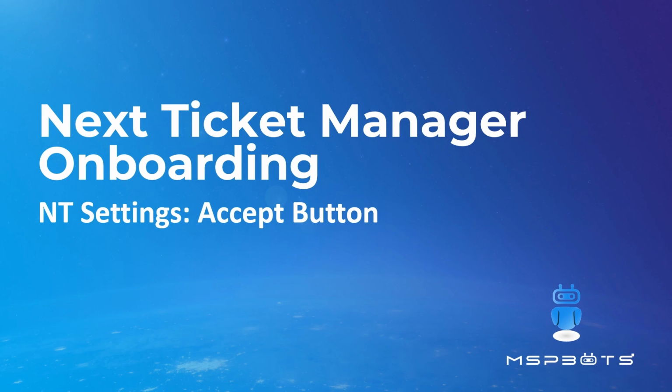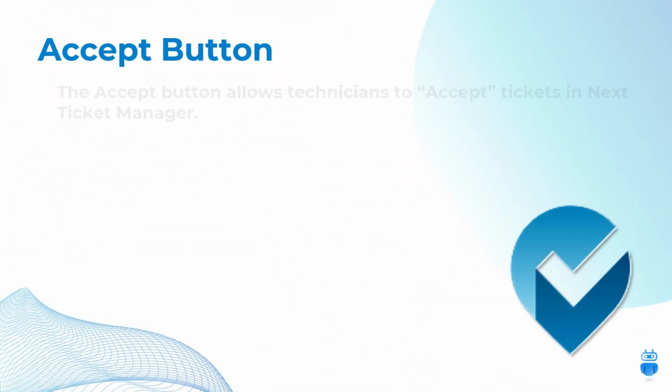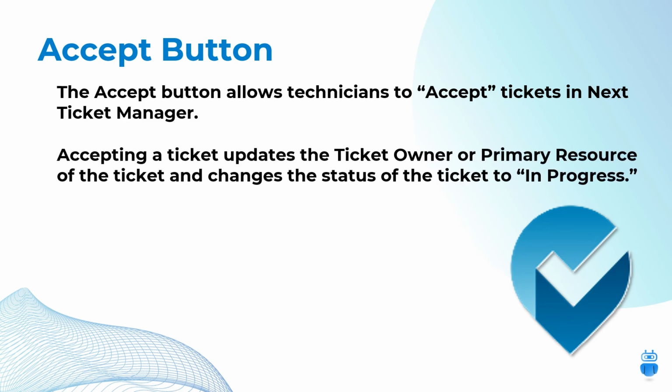In this video, we'll discuss everything about the Accept button in Next Ticket. The Accept button in Next Ticket Manager serves as a crucial step in ensuring that technicians are actively engaging with the tickets assigned to them. When enabled, this button allows technicians to manually accept the ticket and automatically changes the ticket owner or primary resource of the ticket to that technician and also changes the status to in progress.